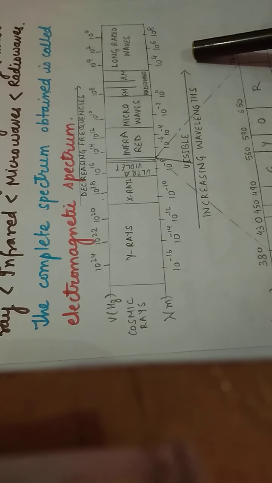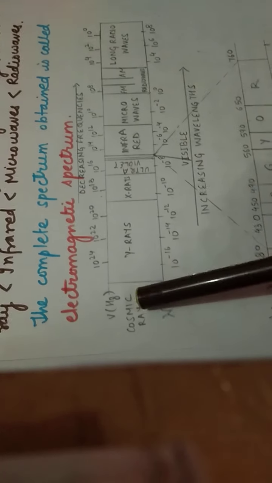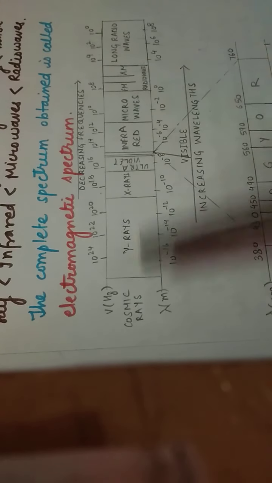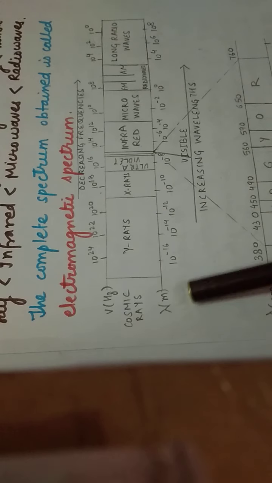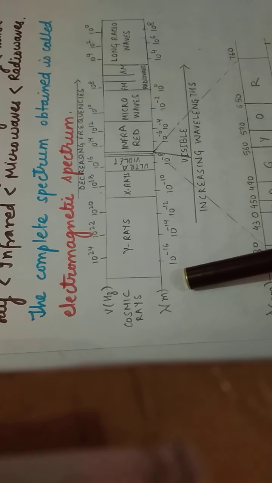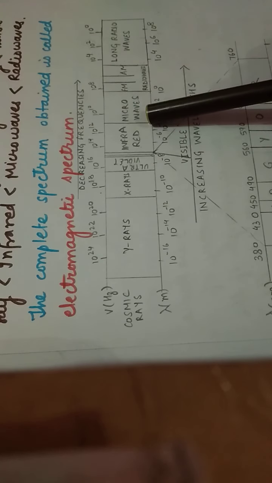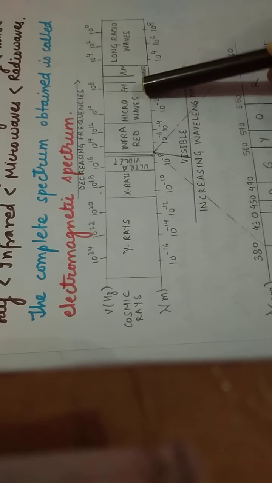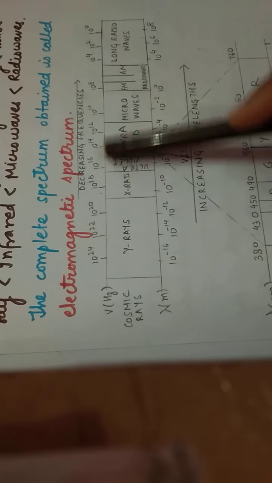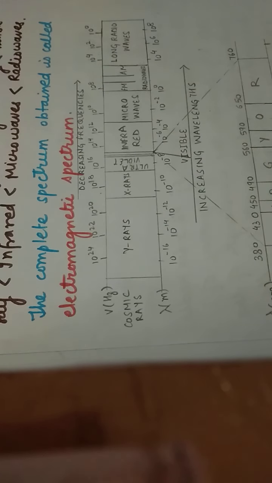Here I have arranged these rays in increasing order of their wavelengths and decreasing order of their frequencies. So this is the decreasing order of frequency, it is nu in hertz, and it is the wavelength lambda in meters. So here it is cosmic ray, gamma ray, X-ray, UV ray, infrared rays, microwaves, radio waves, long radio waves. So children, these are the values which are given, which we have calculated for these rays.